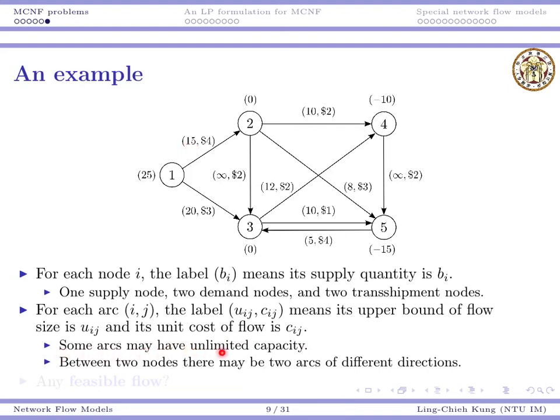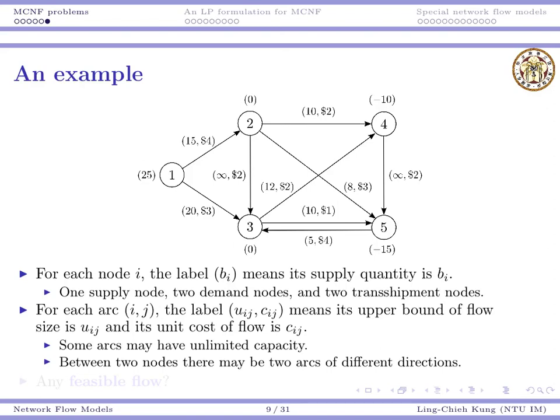Some arcs may have unlimited capacity, like here. This notation is saying that from 2 to 3, there is no capacity limitation. Okay? Between 2 nodes, there may be 2 arcs of different directions, like here. You may send items from 3 to 5, and you may also send items from 5 to 3. You probably are wondering why it is possible to send in both directions. But when the network is complicated enough, this may be possible.